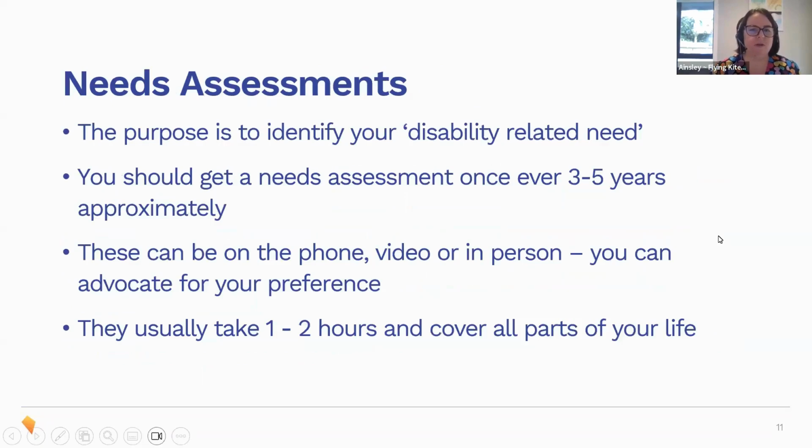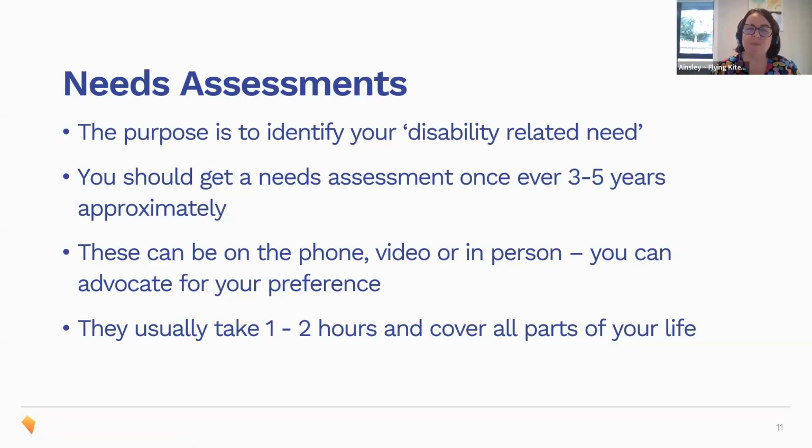So the needs assessments are about your disability related need. And so that's a really important piece of the puzzle to know, is that it's not about your need and it's not about your holistic well-being. It is about your disability related need. And so they're trying to pick apart what bit's mental health and what bit's health and what bit's family circumstance. And then this bit here is the piece that they are interested in finding you support for.